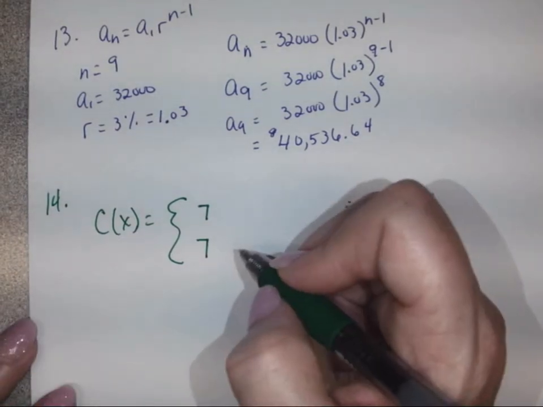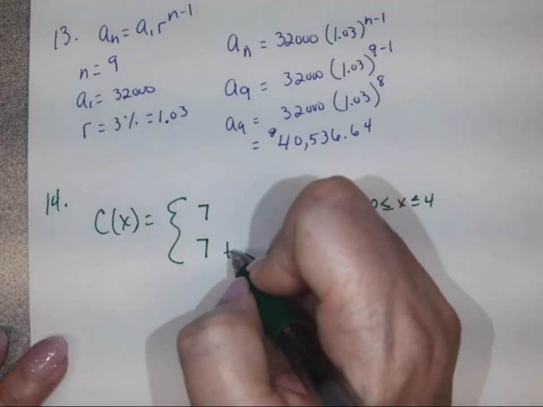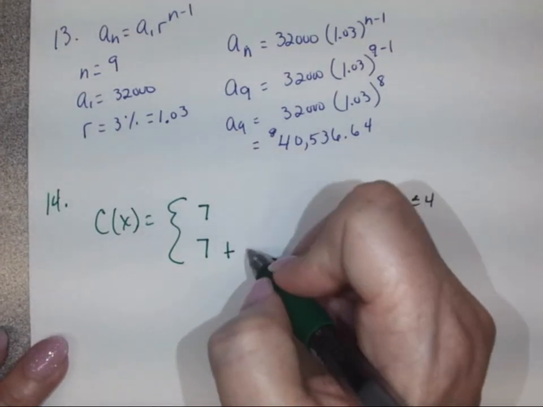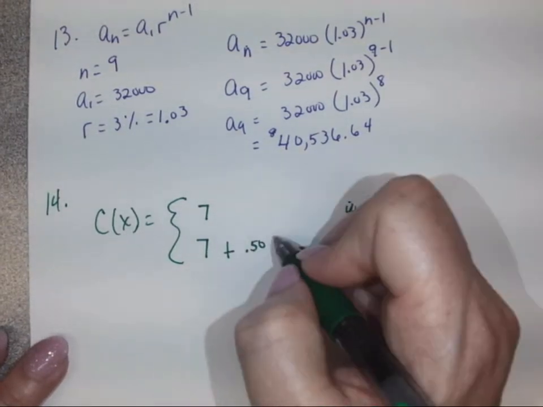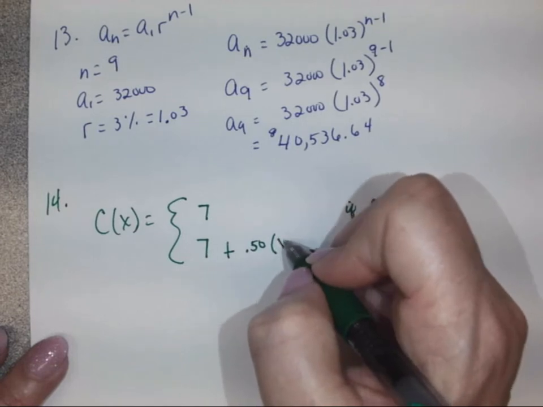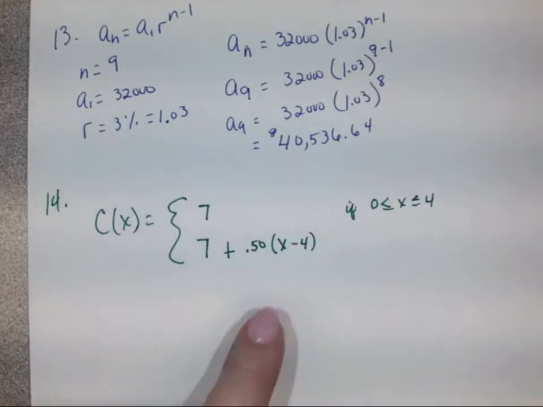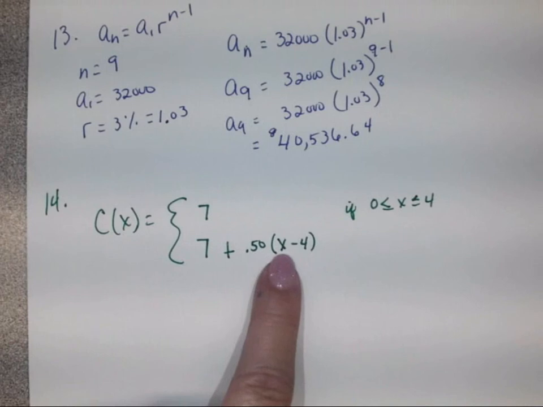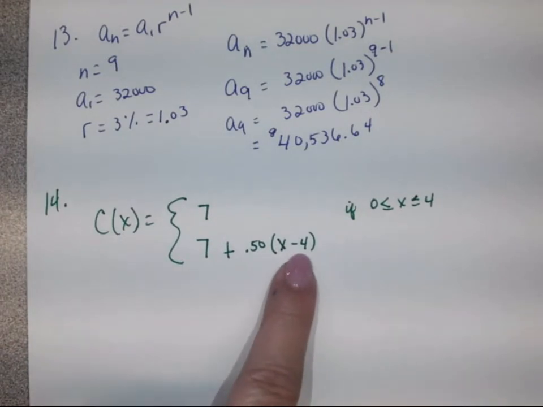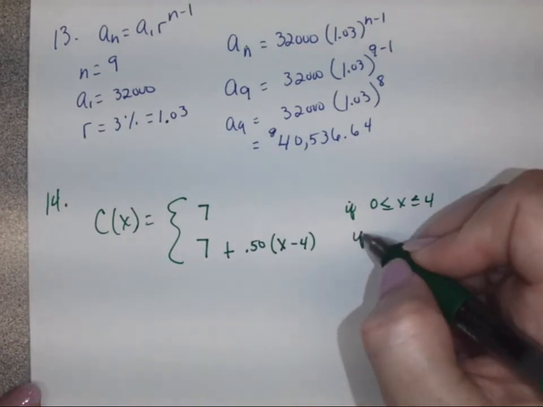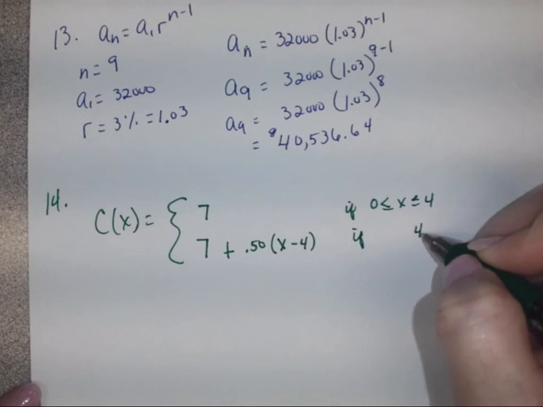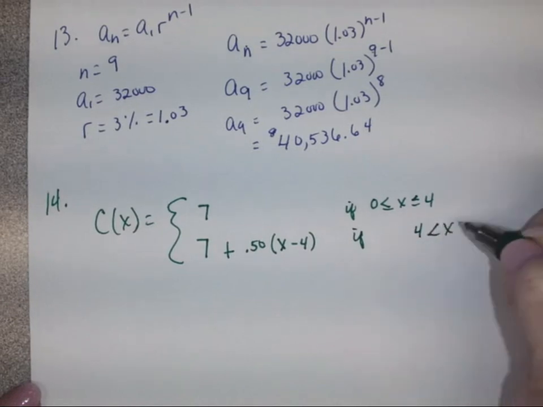And then it's 50 cents a mile after the 4. So plus, it will be 0.50, 50 cents, times x minus the 4 miles that are free. So don't forget that part. You don't want to pay for those 4 miles because they were free. And this will be if from the 4 your x is greater than that.